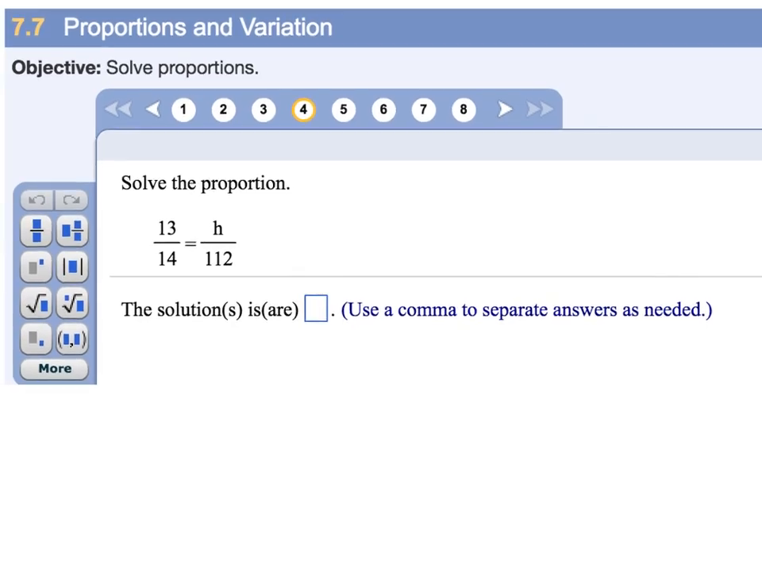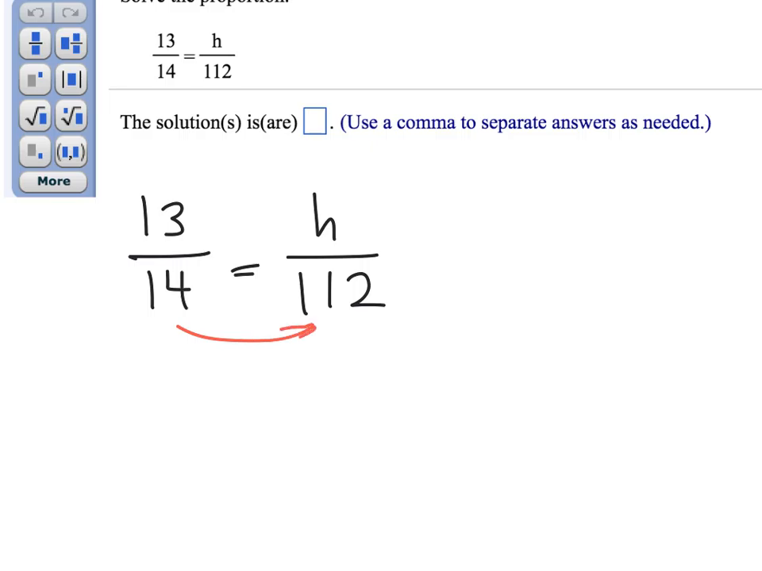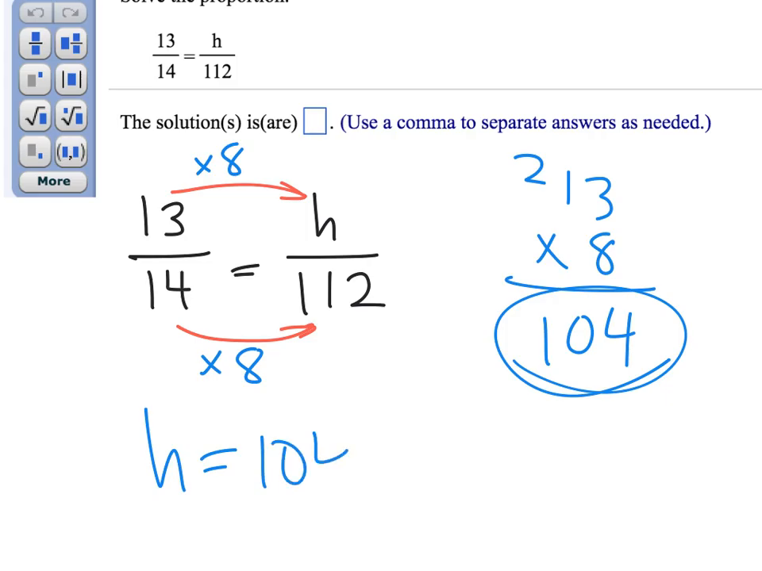All right, so we have one fraction equaling another fraction, so we could use the cross products method. But on this problem, I'm going to really just tell you, hey, look for the logical method, because the logical method is easier on this problem. Because look, 14 times 8 is 112. So 13 times 8 is 104. So that means h is equal to 104, and we're done.